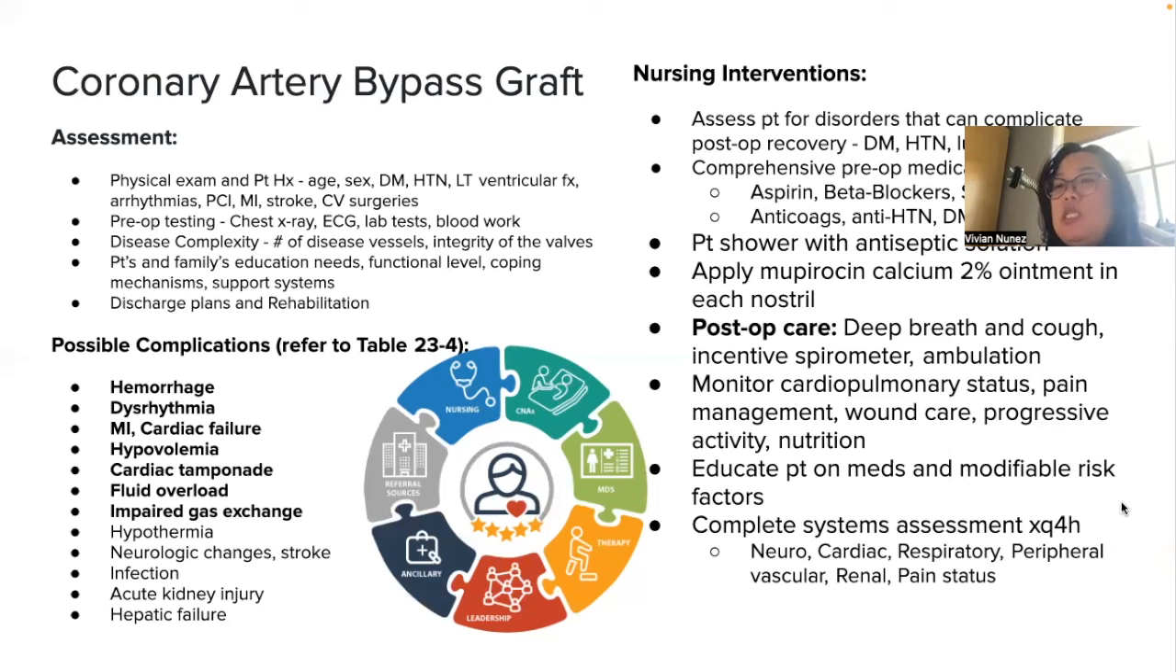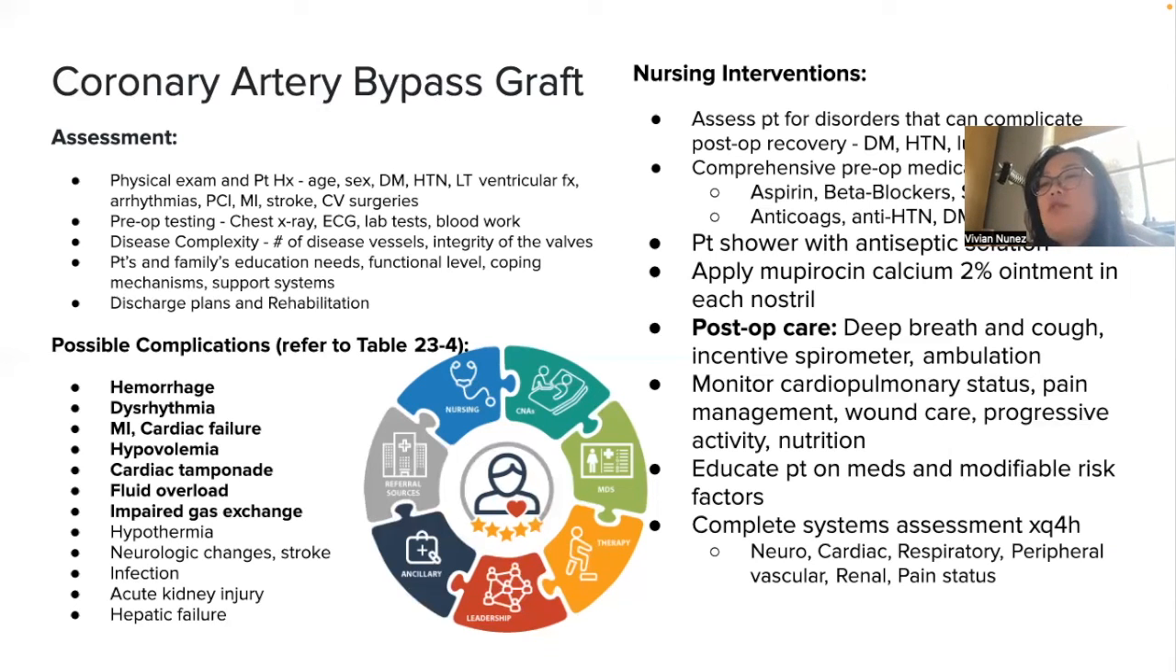Possible complications that can occur, you can refer to the book in table 23-4. It'll list everything out for you. But ABCs could be affected. That includes bleeding, impaired gas exchange, fluid overload, heart failure, numerous things.